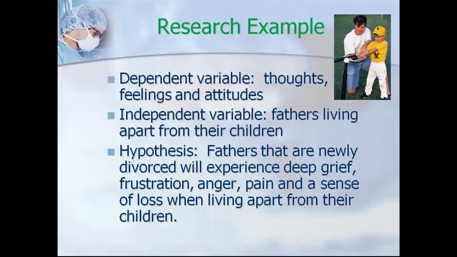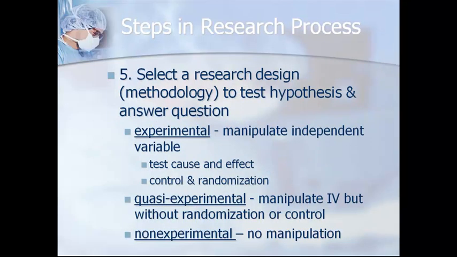All right, so let's look at our research example again. This is the dependent variable: thoughts, feelings, and attitudes. The independent variable is the fathers living apart from their children. And our hypothesis is fathers that are newly divorced will experience deep grief, frustration, anger, pain, and a sense of loss when living apart from their children. That is what we are going to try and prove with our research.